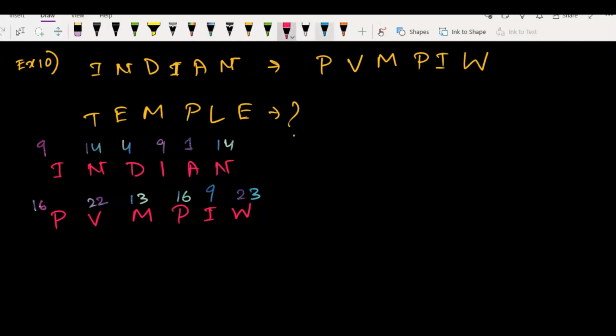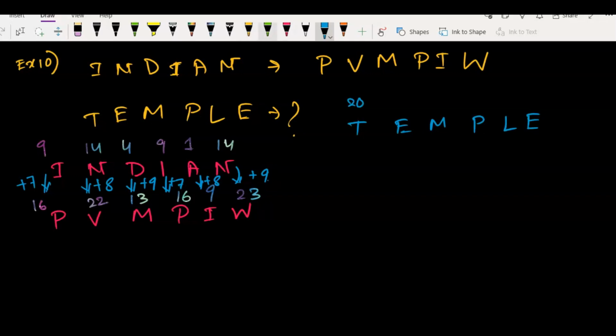So we get plus 7, then plus 8, then 4 to 9, it is plus 9. Then here we have plus 7, then plus 8, then we have plus 9. So this is the pattern. So TEMPLE. So 20, then 5, then 13, this is 16, 12, 5. So the pattern is plus 7, plus 8, plus 9, then plus 7, plus 8, plus 9.